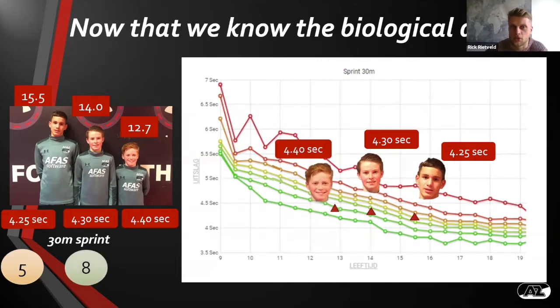And the 12.7 on bio age with his 4.4 seconds is actually the fastest if you look at the potential. So what we expect with these three guys is that they follow their line in the development, or even they become faster. So this is how we talk to trainers and scouting about physical potential. So that's how we talk about speed, and that's how we talk about footwork.